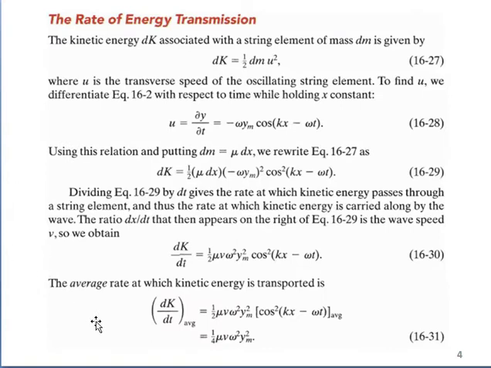So in order to find the rate of energy transmission, or the power transmitted by a wave, we have to consider both the kinetic energy and the potential energy. It means how much kinetic energy the wave transports, how much potential energy the wave transports, and in how much time this energy is transported. If we find the total energy and divide it by the time during which it is transported, this will give us the power of the wave.